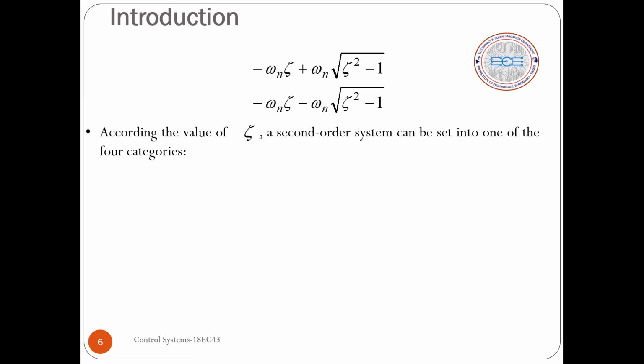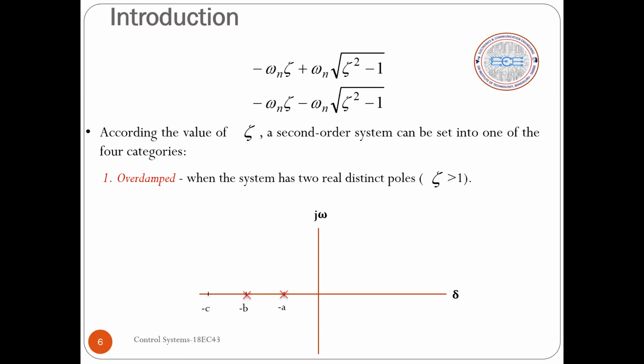According to the damping ratio zeta, a second order system can be divided into four categories. First we will see the overdamped condition. Overdamped condition is defined as when the system has two distinct real poles and zeta has a value greater than 1. When zeta becomes greater than 1, the two roots become real and distinct.